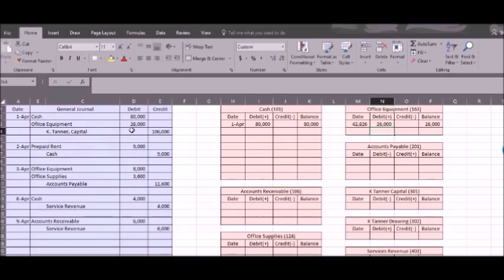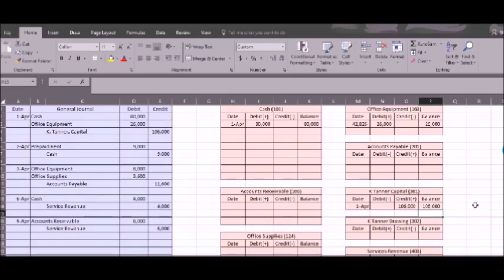Now we're at K-Tanner Capital, and that's a credit, right? So I come down here to K-Tanner Capital. 4-1. Now look, this is a credit balance account, so you can see right there that we increase it with a credit. Oh, I've got to format that differently. There, April 1st. So we get a credit of 106,000, one too many zeros, right? There we go. And my balance is 106,000.